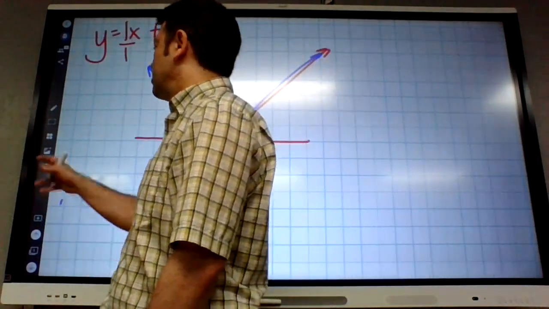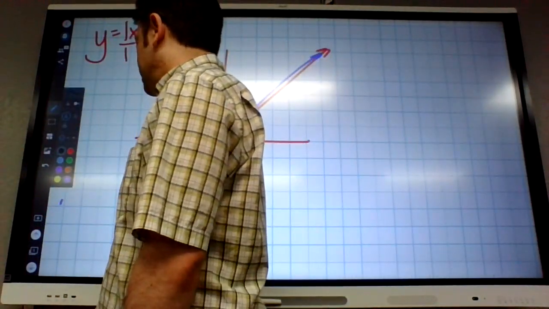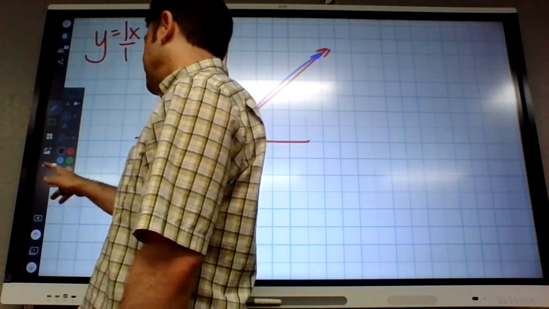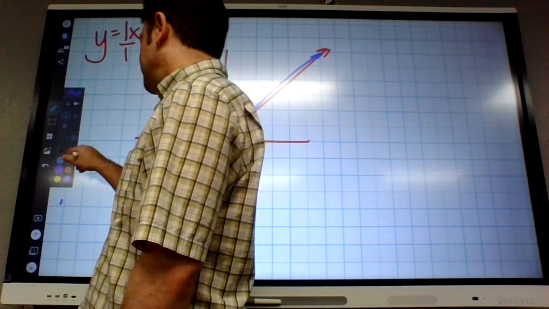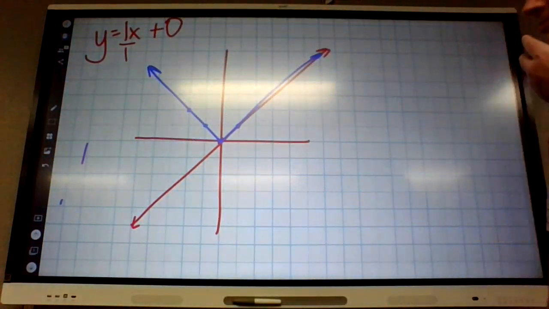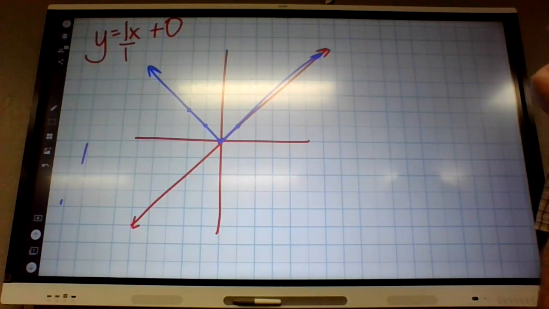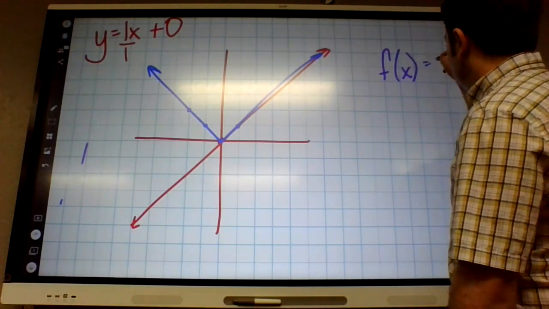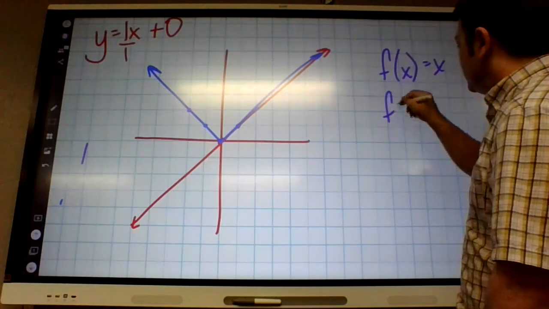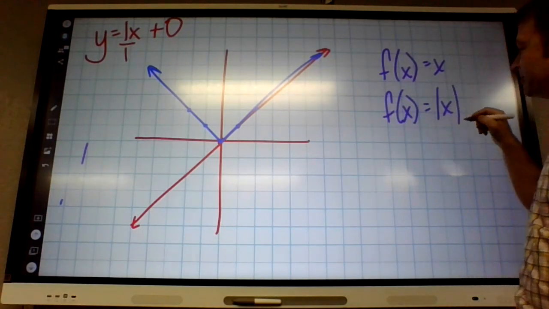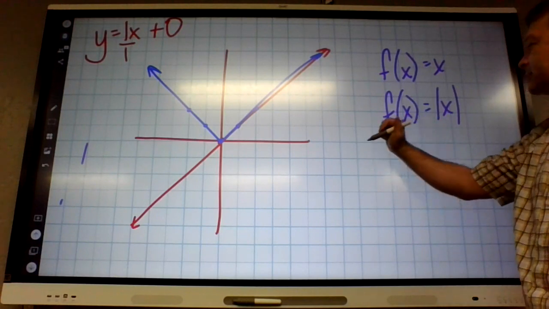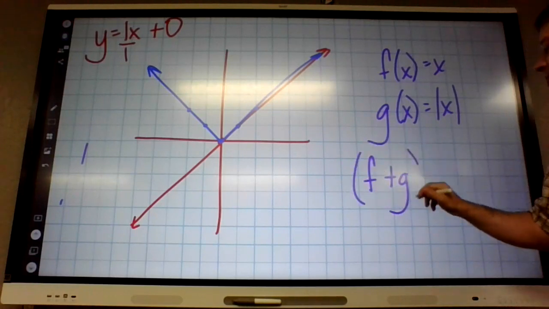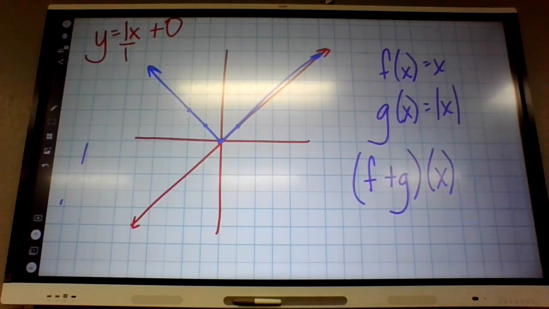And then in a third color, hope you save the best for last. What do blue and red make? Purple. Okay, so we graphed that, which was the red. Then we graphed that, which was my blue, and that's g of x. And now we're supposed to graph f plus g of x. What do you guys think that's gonna look like?